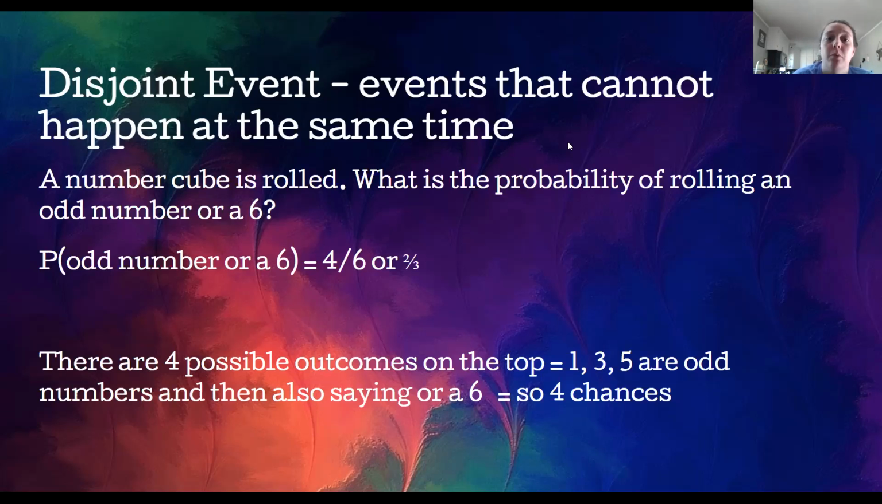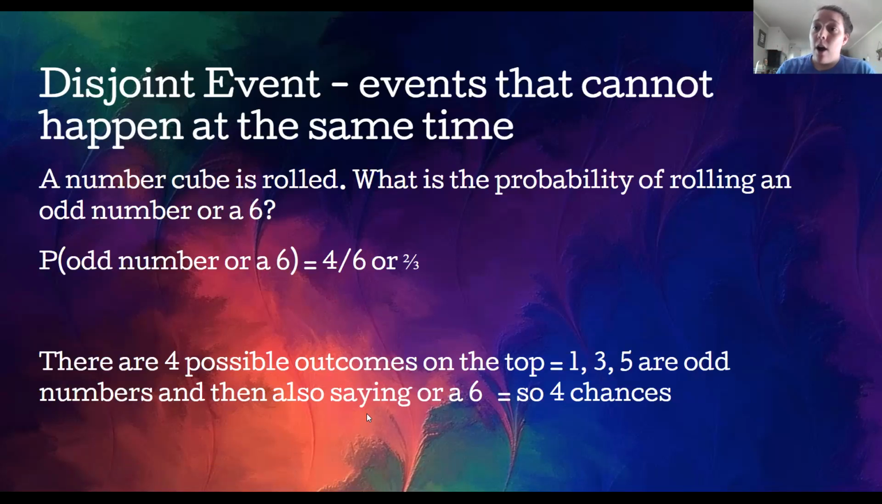So it says a number cube is rolled. What is the probability of rolling an odd number or rolling a 6? So a 6 isn't an odd number, which is why they can't happen at the same time. So for the probability of that happening, I have 4 possible outcomes. A number cube is 1 through 6. My odd numbers would be 1, 3, and 5. And then it says or a 6, so I'm going to add that 4th one in there.